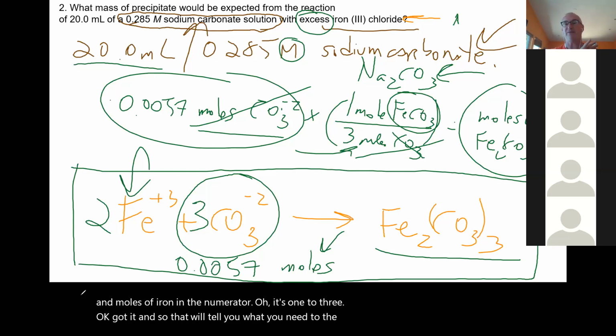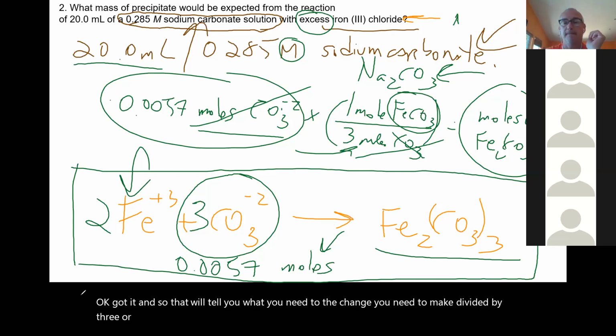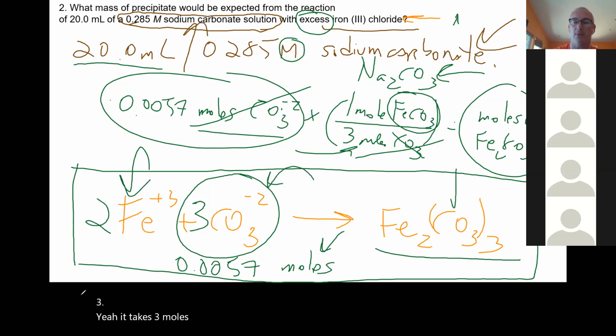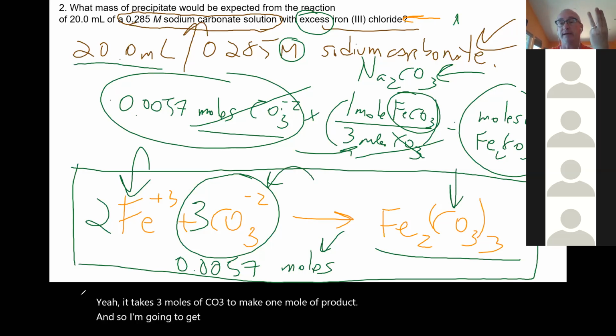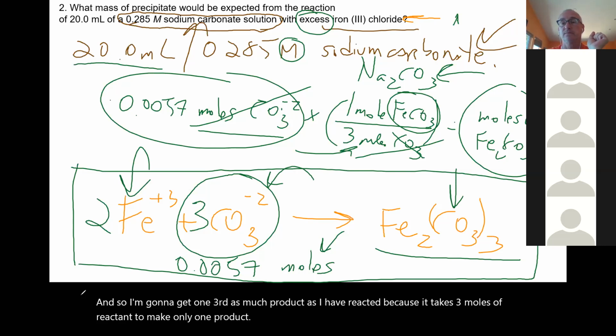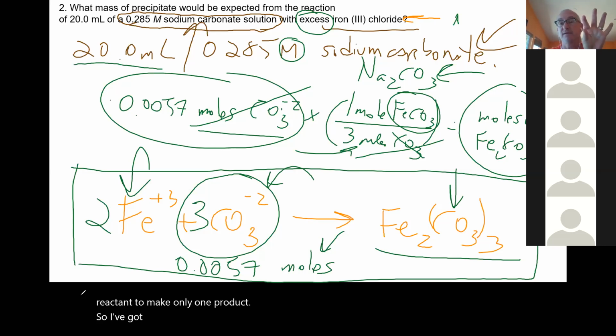And so that will tell you what change you need to make: divide by 3 or multiply by 3. It takes 3 moles of CO3 to make 1 mole of product. And so I'm going to get 1/3 as much product as I have of reactant because it takes 3 moles of reactant to make only 1 product. So I'll get 3 times less product than I do reactant. Does that make sense?